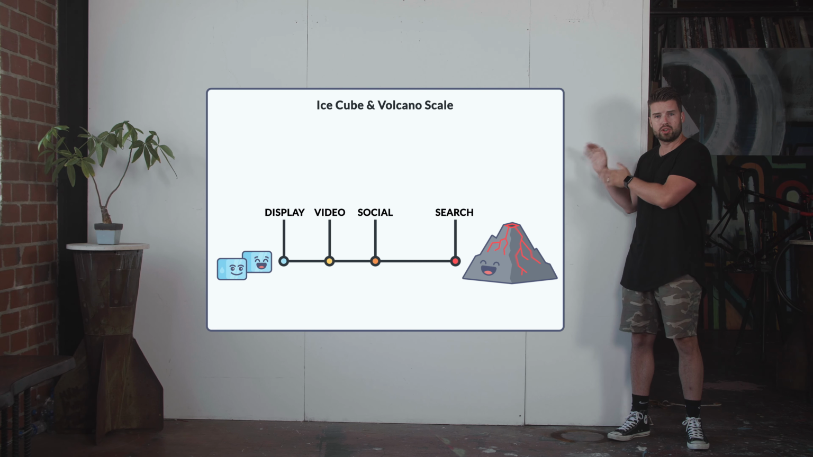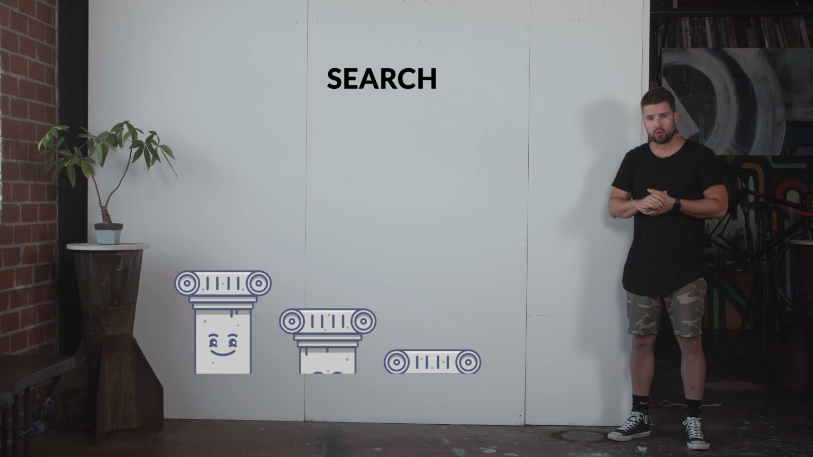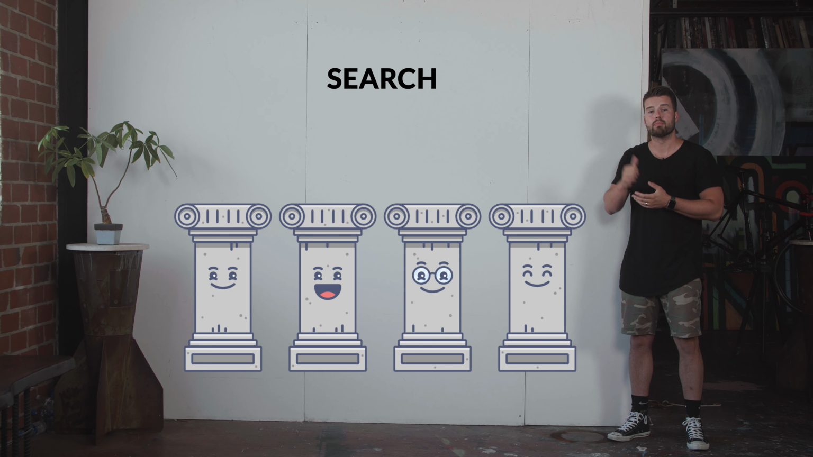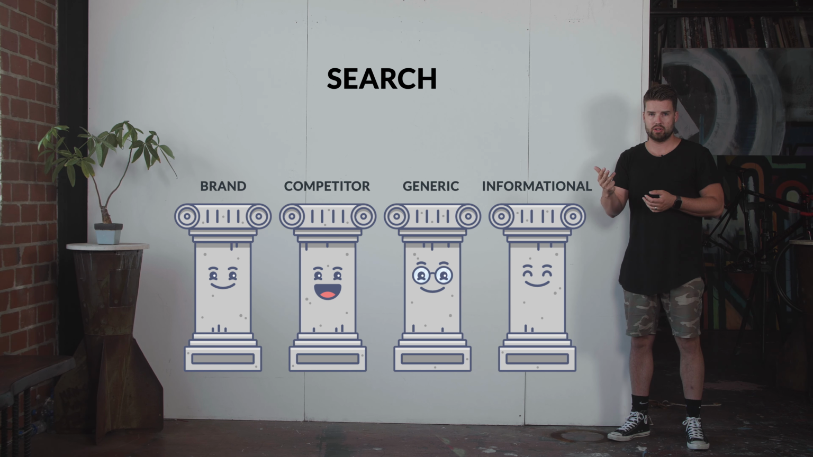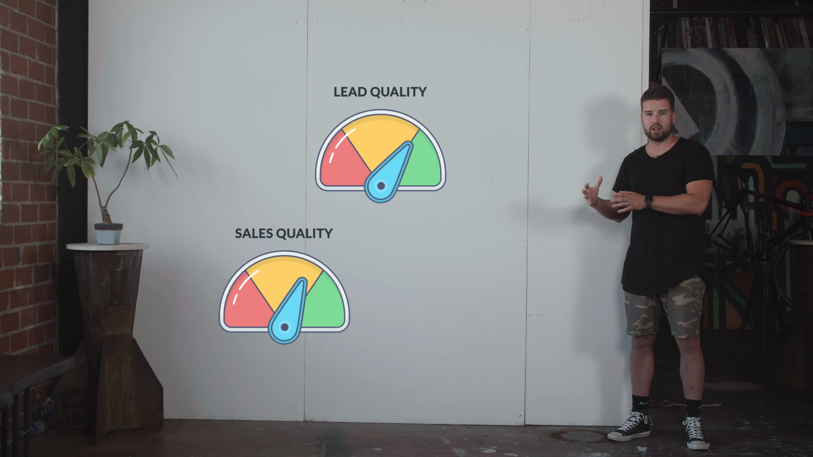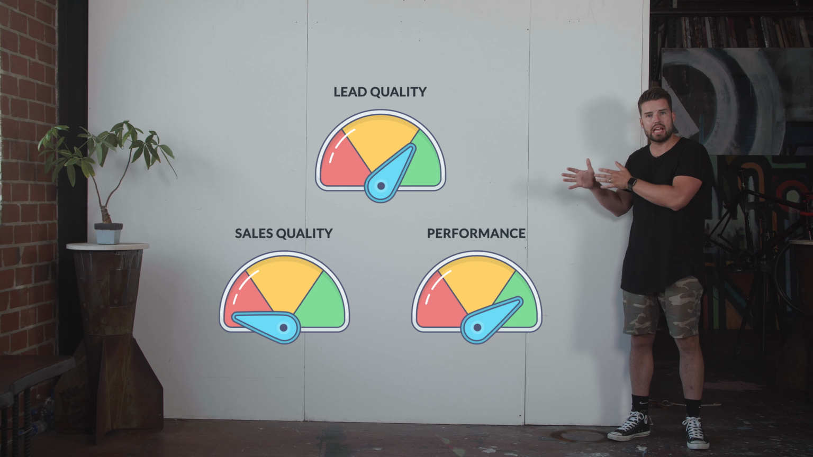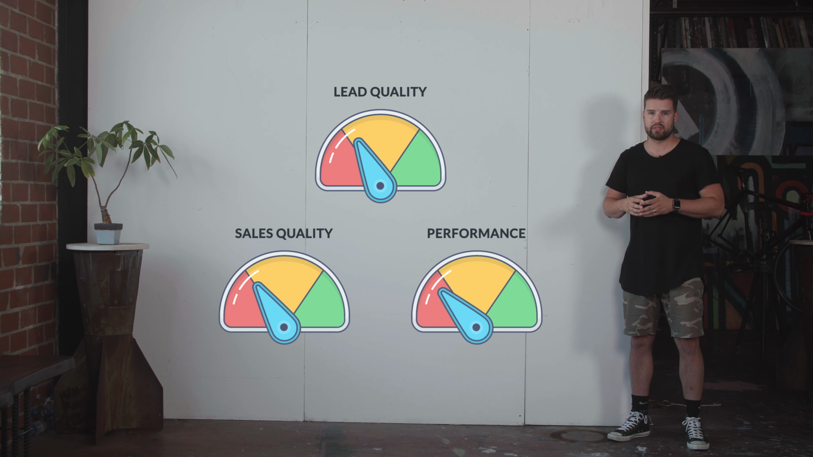Now, if you look at the search side, you basically have 4 different pillars within there as well. You have brand, competitor, generic, and what we call informational. And if you were to track the lead quality, the sales quality, and also the performance of each stage, you'll notice that all of them perform differently.